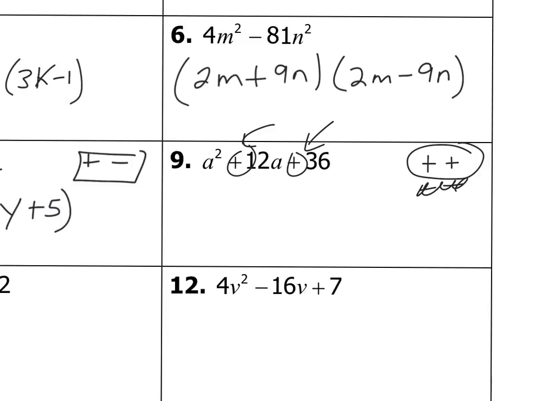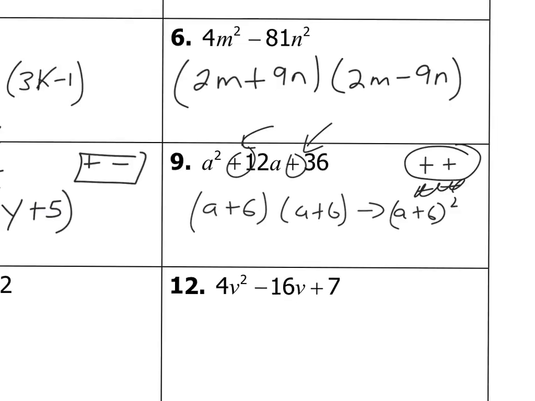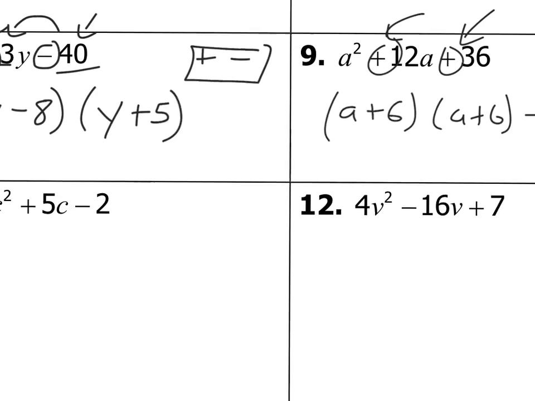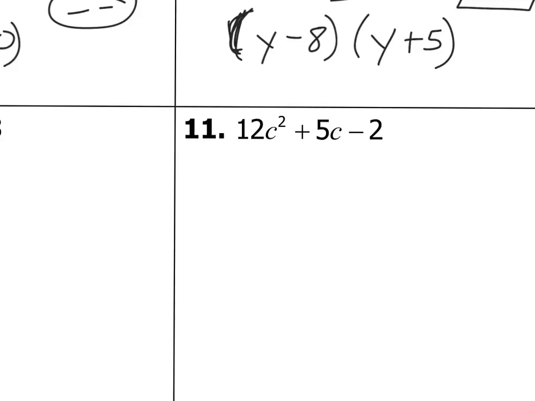6 times 6 will give us 36. 6 plus 6 is 12. So I think you can see that this would just be a plus 6 and a plus 6. Or you could write this as a plus 6 squared. And that would be your answer. You could FOIL and distribute it out to make sure that you wind up with that trinomial that we started off with.